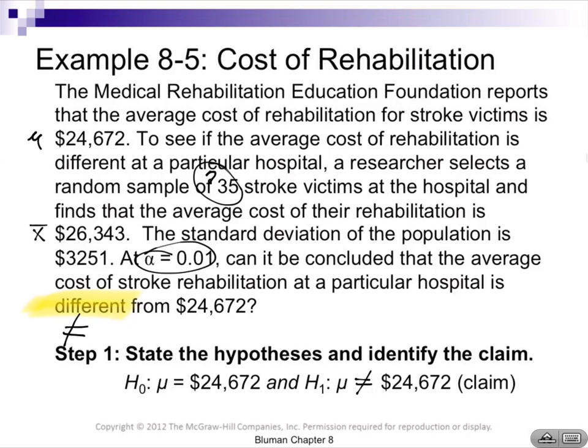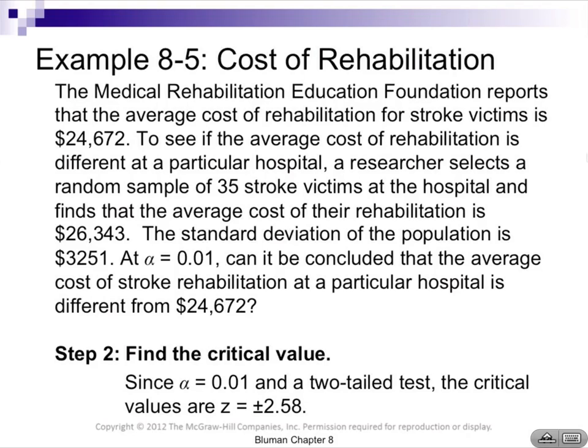So we have our hypothesis and the claim right here. The null hypothesis is that the mu is $24,672, and the claim is that mu is not equal to $24,672. It would fall outside the non-critical region. It'll fall in the critical region, but that critical region is on either side of, in either tail.